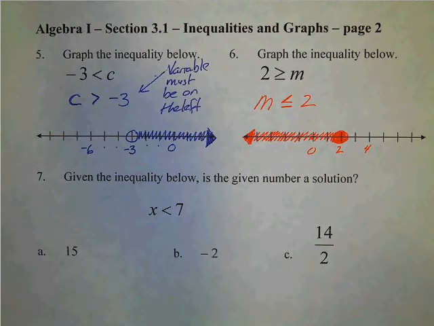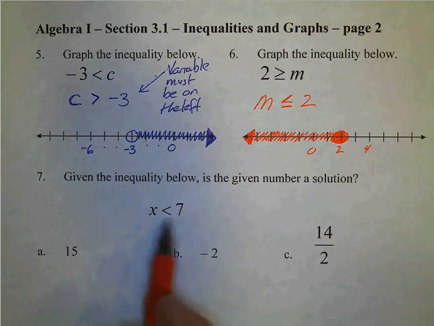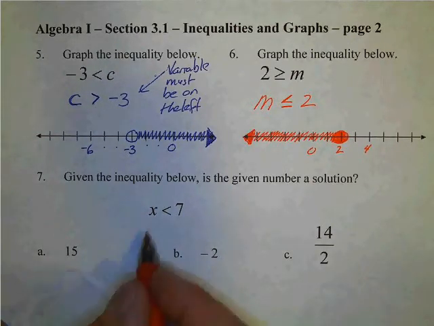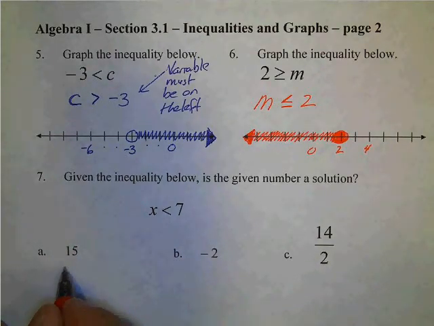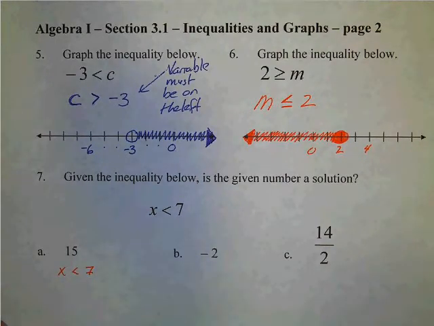As we consider solutions, our next question says, of these 3 numbers down here, which of them are a solution for x is less than 7? To determine this, we can replace the x with the number in question. We make it a question: is 15 less than 7? Is that true? Well, 15 is not less than 7, so it is not a solution. It's not in the shaded section.